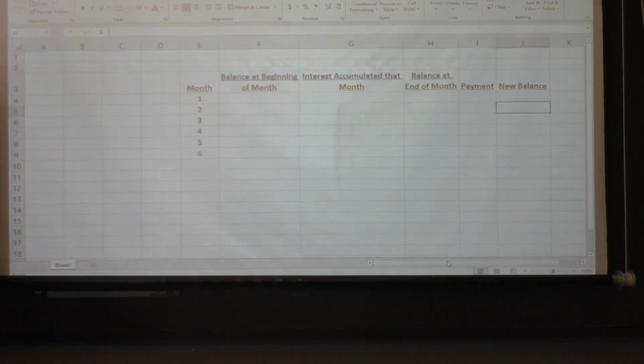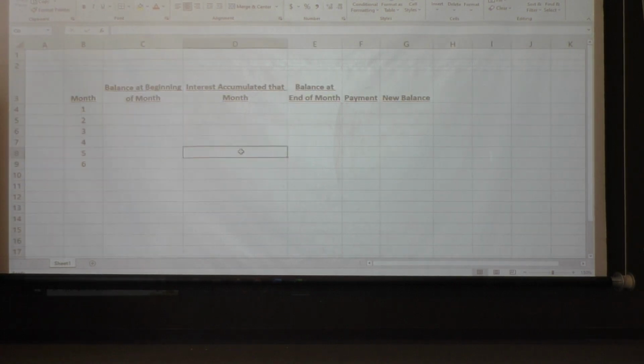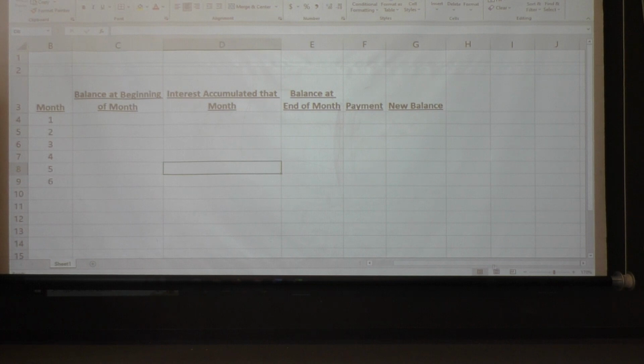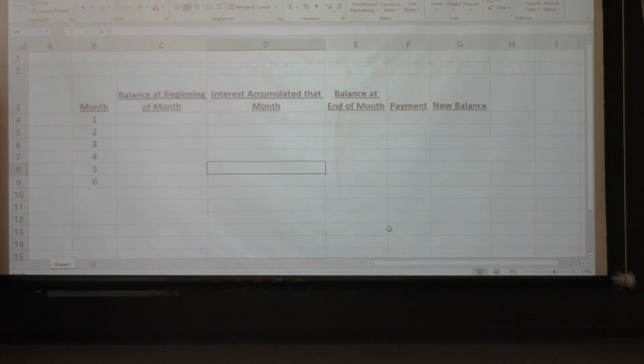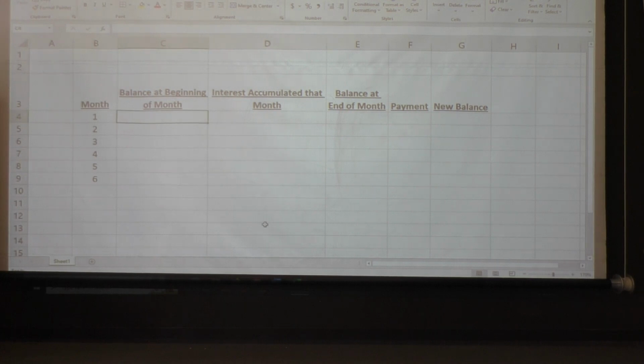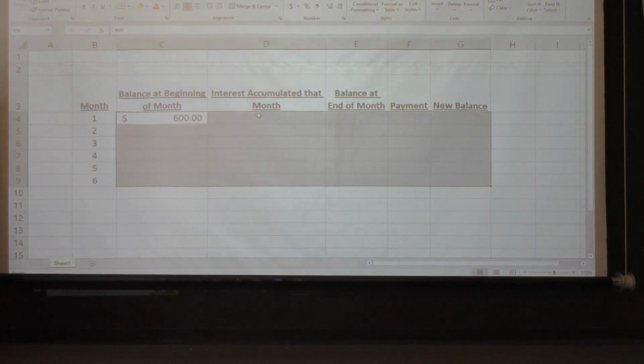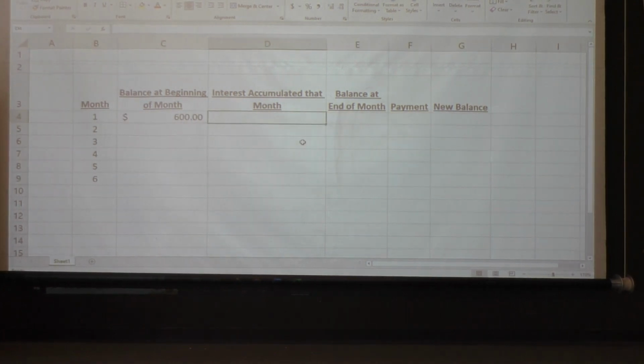Okay, let's see. Can we see that okay, everybody? Is that good? That cool? Okay, awesome. So we're starting with 600 bucks. We're going to make all of this be money, so I'm going to go ahead and format this all as dollars right now. Okay, interest. I know that the sheet has $6 interest.